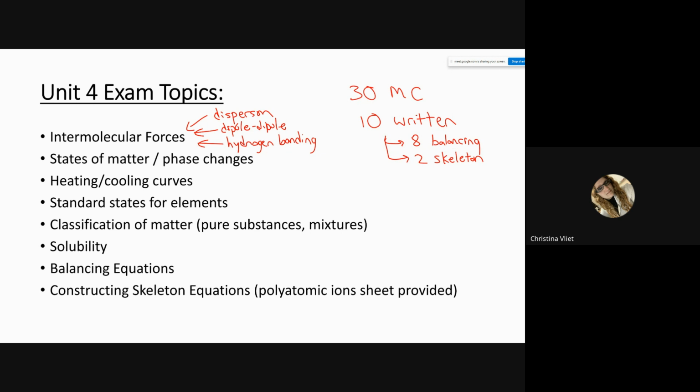Standard states for elements. You saw it today. This means knowing if your element is monatomic, diatomic, or polyatomic, and if it's a solid, a liquid, or a gas. When I ask for standard states, I mean this. So you have to know amounts, and you have to know states of matter for every element on the periodic table. I gave you a handout for that and told you that was the big thing you pretty much have to memorize. The periodic table kind of gives it away. Classification of matter.